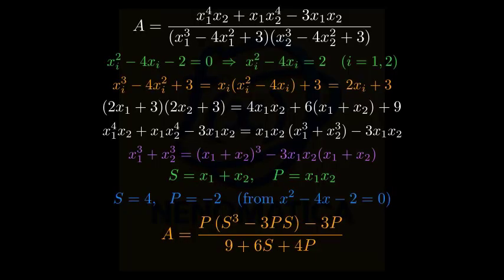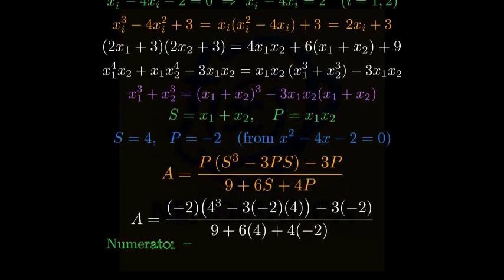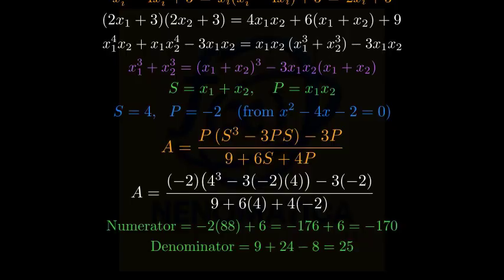Compute the numerator. 4 to the third is 64, and 3 times negative 2 times 4 is negative 24. So the bracket is 64 plus 24, which is 88. Negative 2 times 88 is negative 176. And adding 6 gives negative 170. The denominator is 9 plus 24 minus 8, which equals 25.